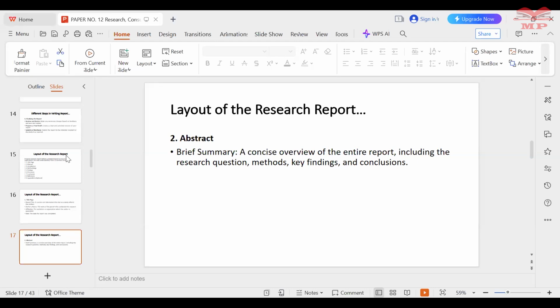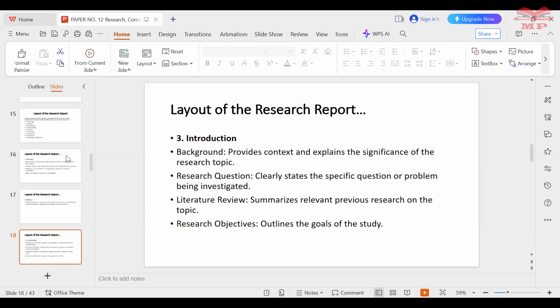So the abstract plays a very key role when it comes to the process of report writing and then the reading of the report. So the second part in terms of the layout of the research report is the abstract. Then number three, the third aspect in the layout of the research report is the introduction.